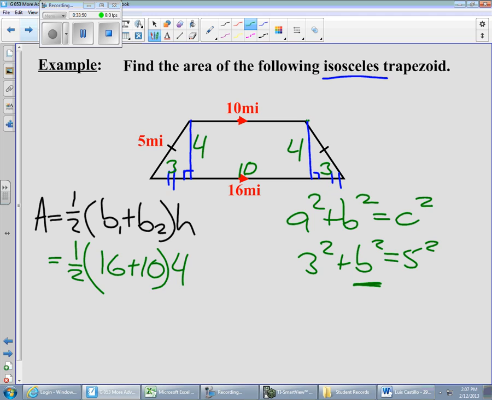Where do you have to begin on this math? Inside the parentheses, absolutely. If you don't, you probably just missed it. 10 and 16 is 26. Half of 26 is 13, and 13 times 4 is 52 square miles.